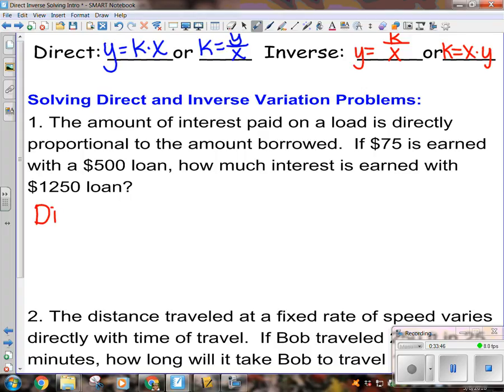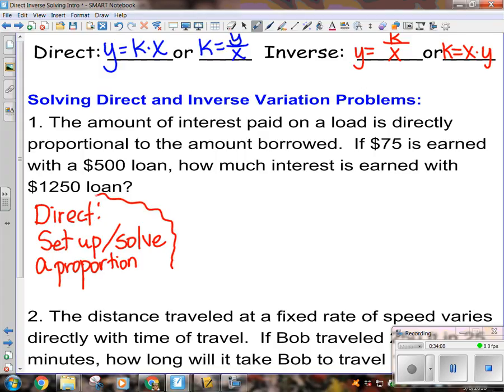Direct, go to that space where number 1 is and write this down. Direct. It has to be direct. You're going to set up and solve a proportion. Let me say that one more time. You're going to set up and solve a proportion. You have done that before. We haven't done it from many word problems, but we have set up and solved proportions before.